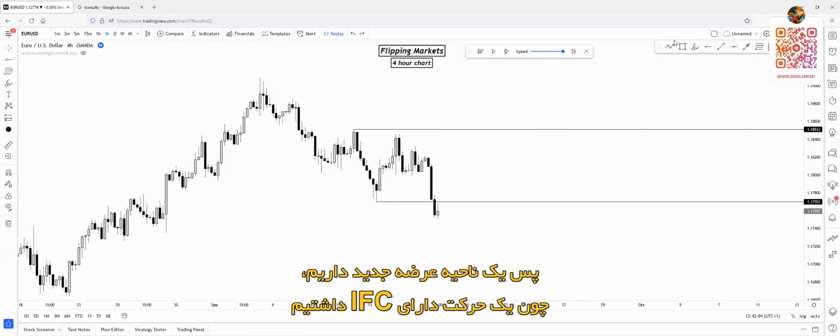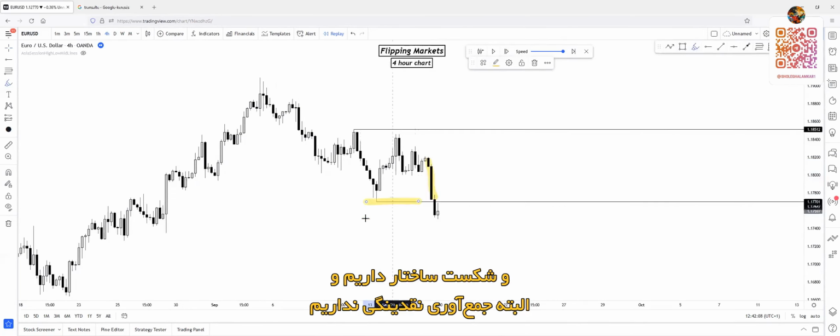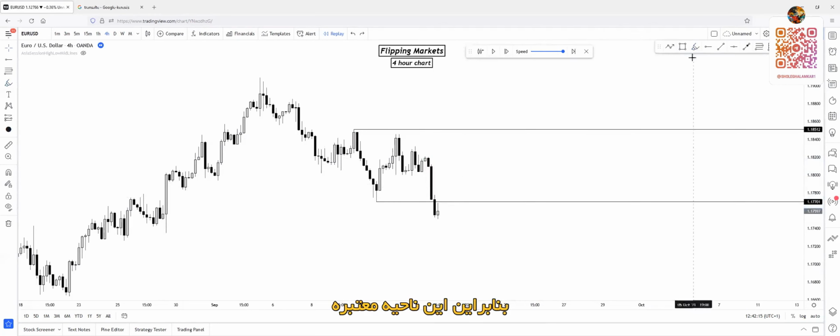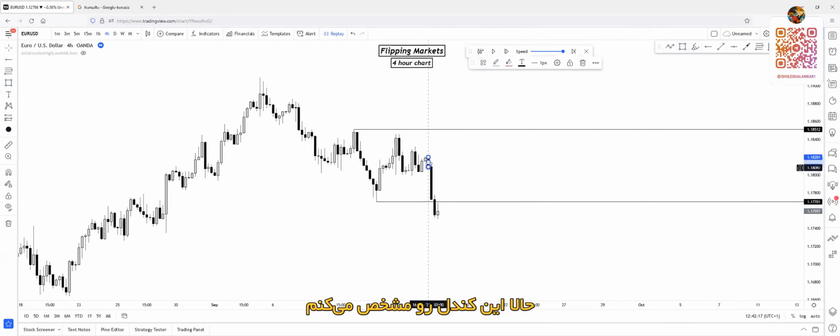So we have a new supply zone because it created inefficient movement and a break of structure, and actually it didn't sweep any liquidity, but this is a really huge inefficiency. So this will be a valid zone. So let's just mark out the candle.